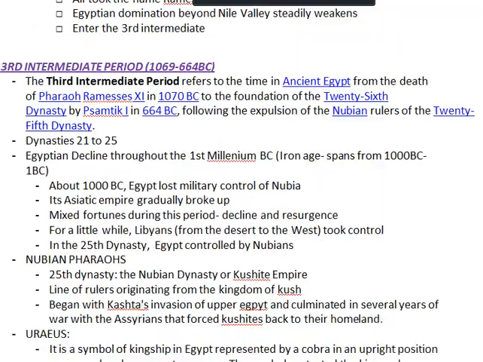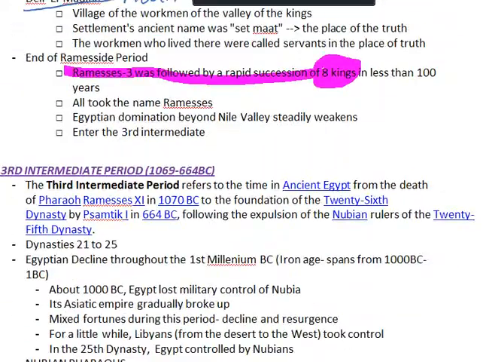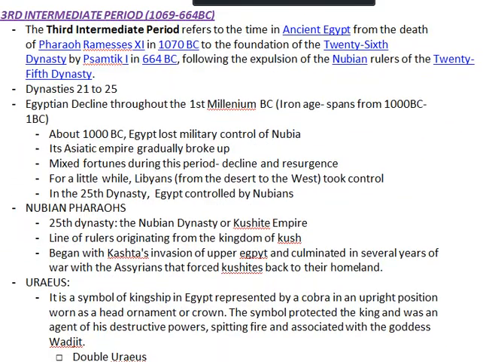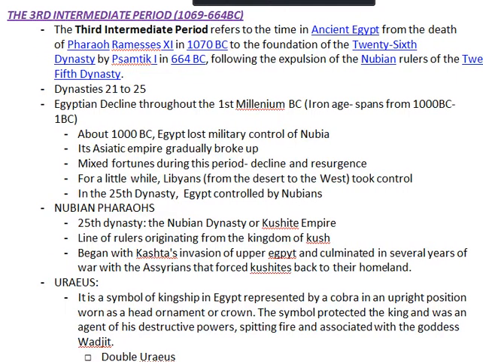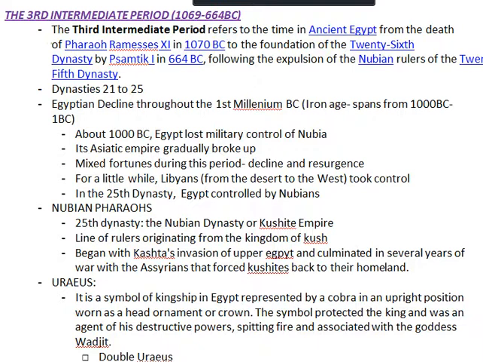Now we begin our journey into the third intermediate period and then the late period. So we're approaching our end in the history of Egyptian civilization. The third intermediate period refers to the time in ancient Egypt from the death of Ramesses XI in 1070 BC to the foundation of the 26th dynasty. Ramesses XI was 20th dynasty, and the 26th dynasty was founded by Psamtik I in 664 BC, following the expulsion of the Nubian rulers of the 25th dynasty. So dynasties 21 to 25.